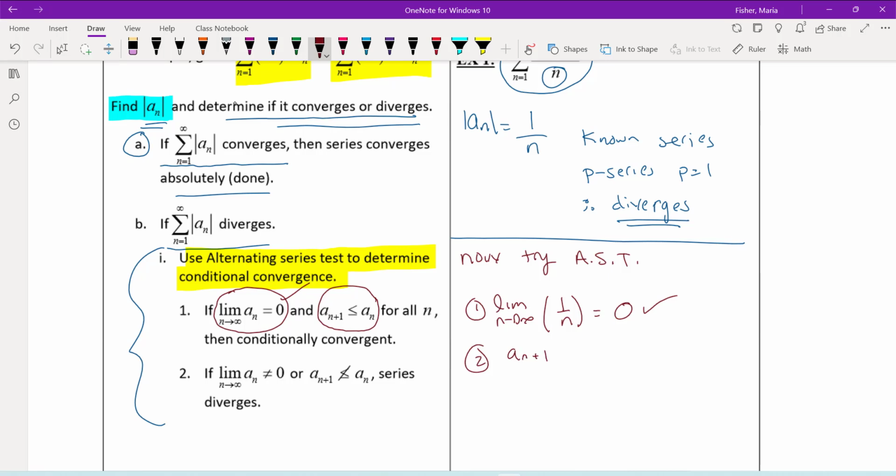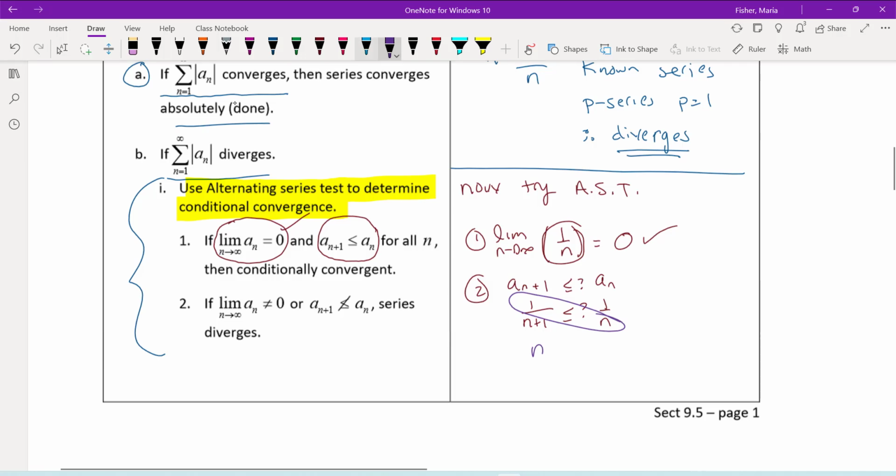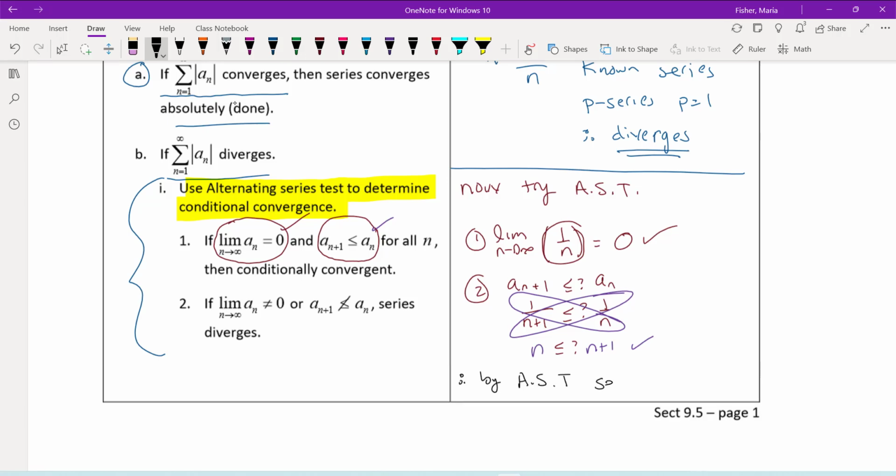A_(n+1) would be 1 over n+1, and I need to figure out, is that less than or equal to a_n, which is just 1 over n? If we cross multiply here, is n less than or equal to n+1? Yes, that's true. Therefore, by the alternating series test, our series converges conditionally. If for some reason we would not have had these two conditions met, then our series would diverge.